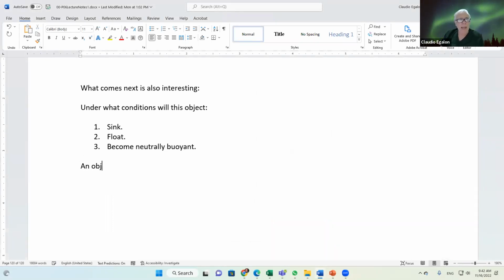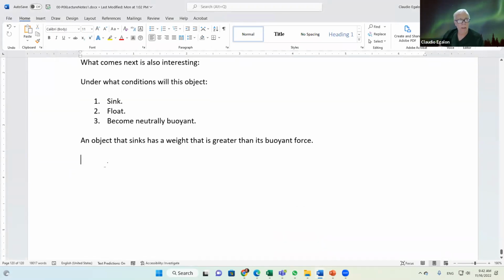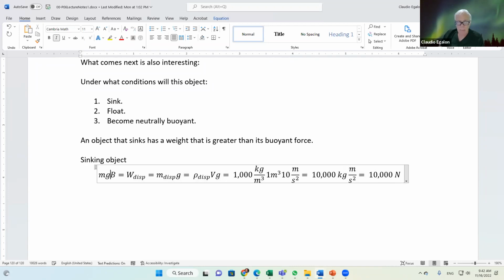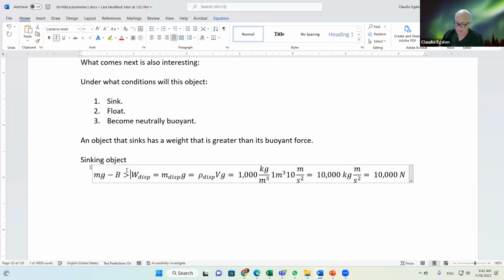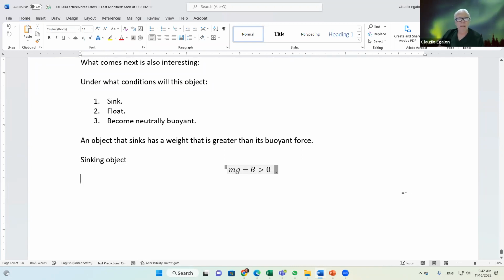An object that sinks has a weight that is greater than its buoyant force, right? So the mathematical condition is the following. Sinking object: mg minus B is going to be greater than 0. Okay, so that's the mathematical condition.